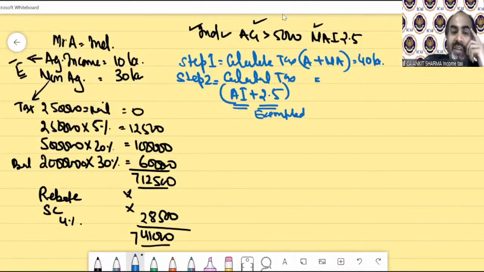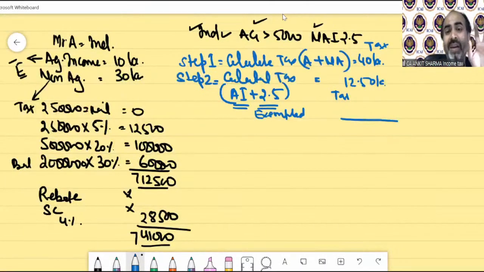For example, if in this case Mr. A is a senior citizen, then I will write agriculture income plus 3 lakh. If it's a super senior citizen, then I'll write agriculture income plus 5 lakhs. So in this example, we need to calculate tax on 12.50 lakh. So step 1, we calculate tax on 40 lakh. Step 2, we calculate tax on 12.50 lakh without considering the cess. We calculate tax only, without considering the cess and rebate provision.